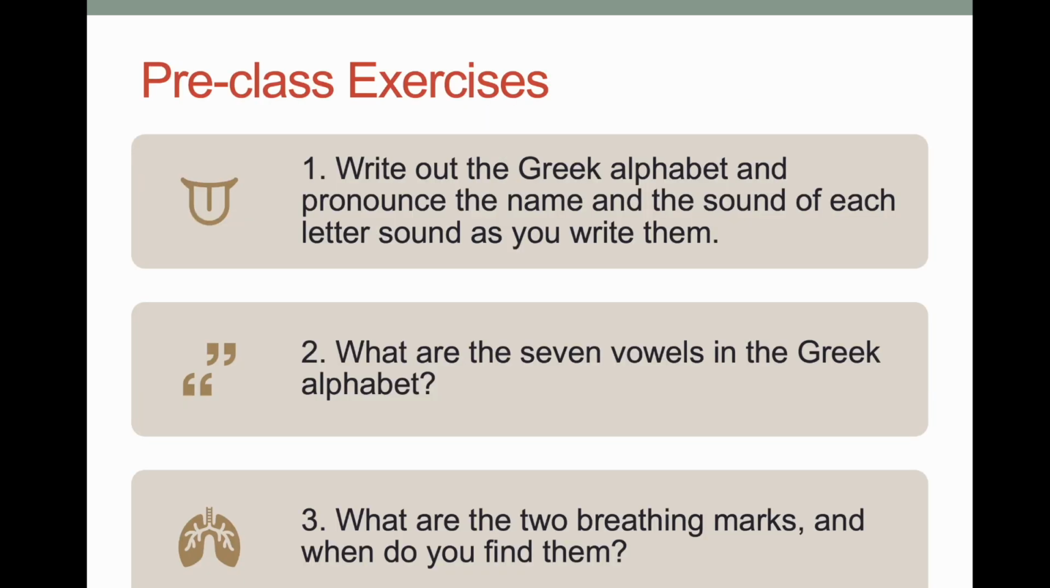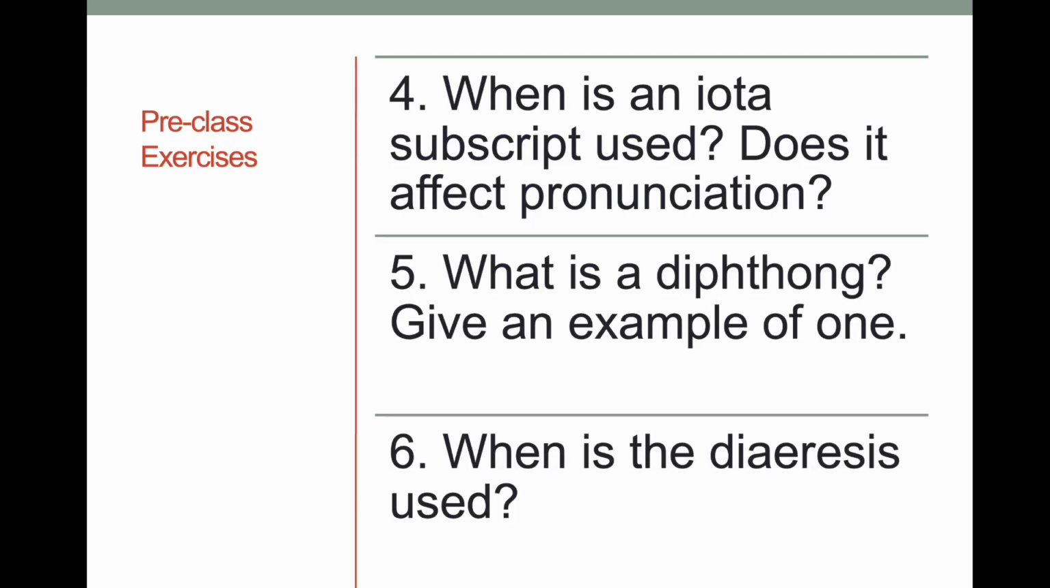So I've got some pre-class exercises for you to do prior to the time that we meet this week. So what I want you to do is write out the Greek alphabet and pronounce the name and the letter sound of each letter as you write them. Answer these questions. What are the 7 vowels in the Greek New Testament? What are the 2 breathing marks and when do you find them?